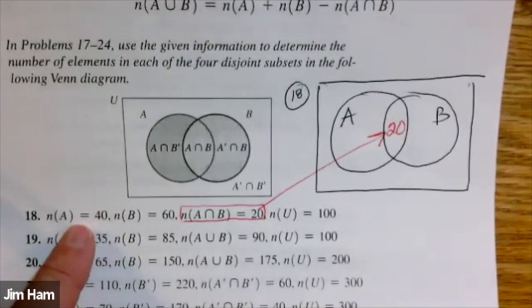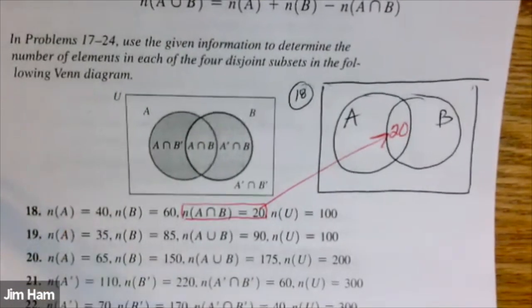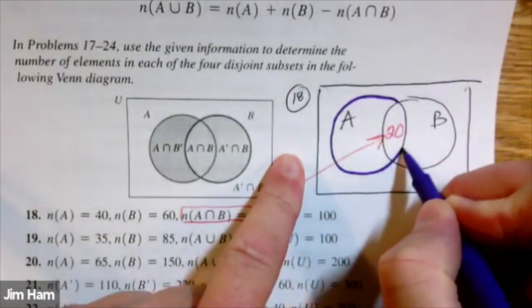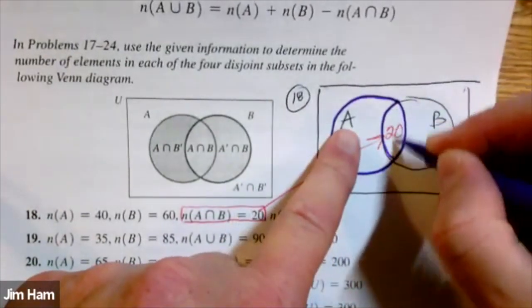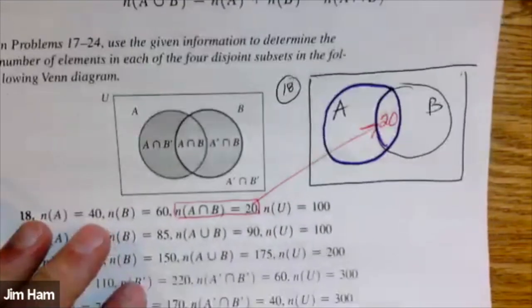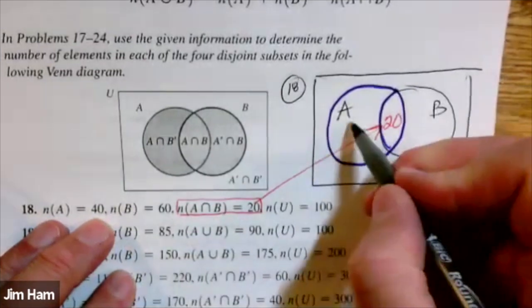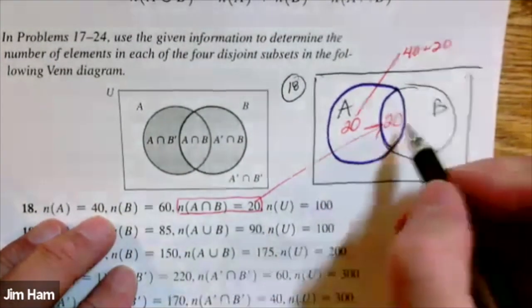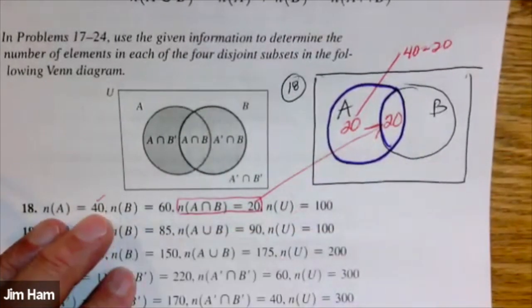All right, let's go over here to A. The number in A is 40. Now remember, A is this whole circle here. And we know that 20 is in this piece of it. So if in all of A there are 40, then how many must be in this little region over here? 20 also. If 20 is in the middle and 20 is in this region, 20 and 20 is 40. That would match this criteria over here.